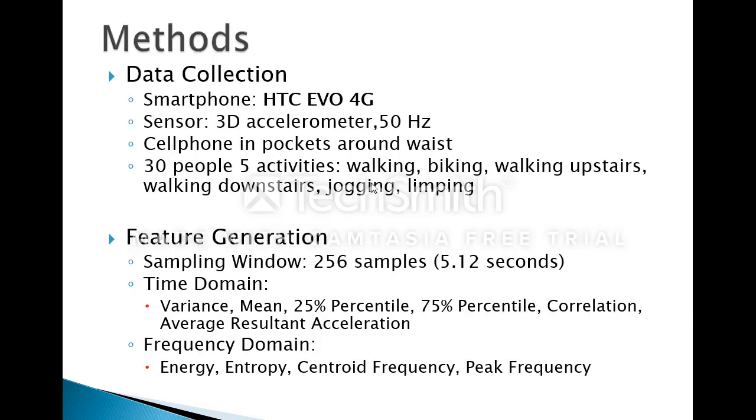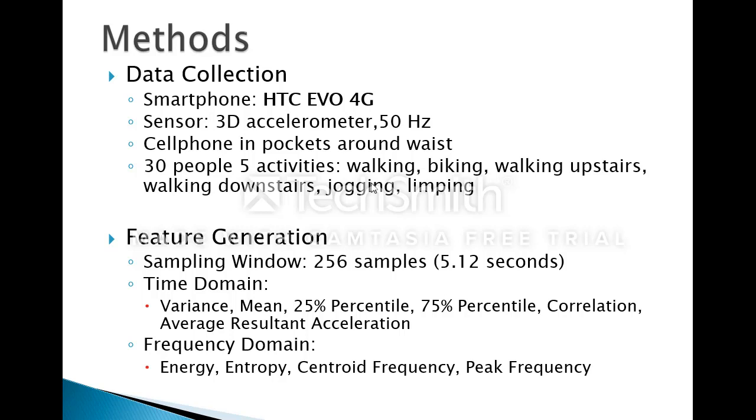Regarding the methods, they used smartphones for data collection. The sensors that were used were accelerometer and gyroscope at 50 hertz. They used cell phones in the pockets, and they also used them around the waist, looking for different sensor responses in different activities. There were almost 30 people in most activities, and there were 5 different activities like walking, biking, walking upstairs, walking downstairs, jogging, and limping.